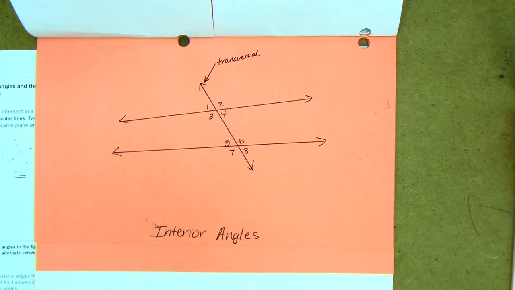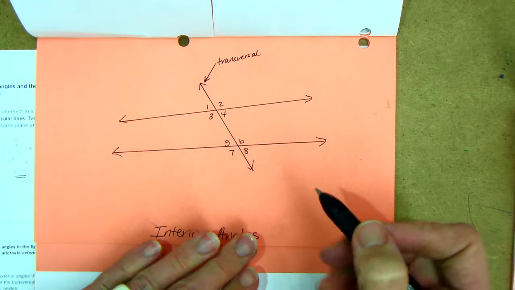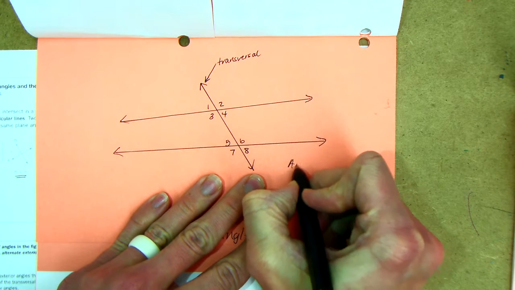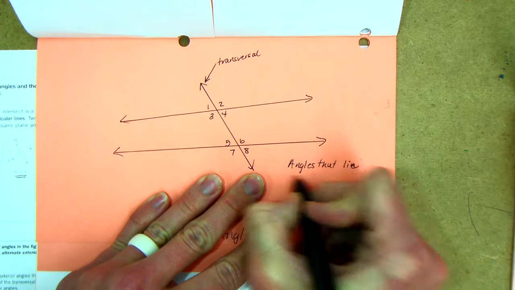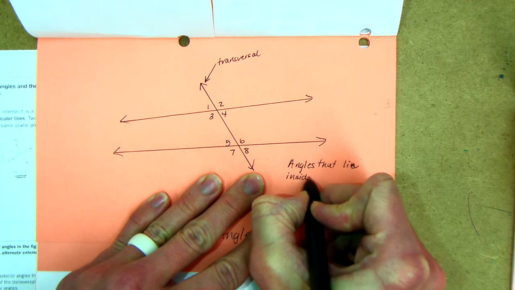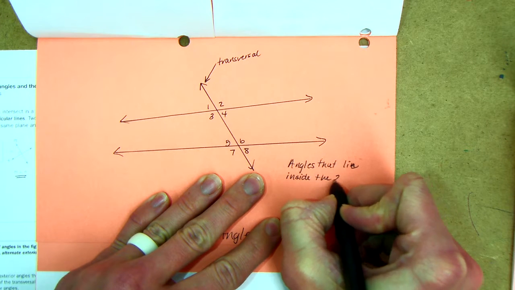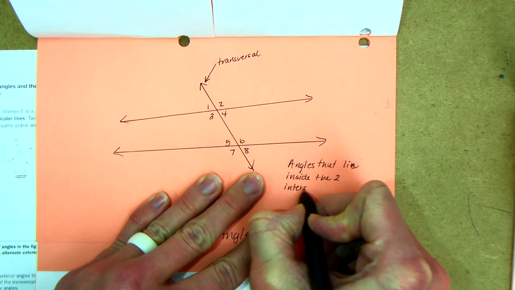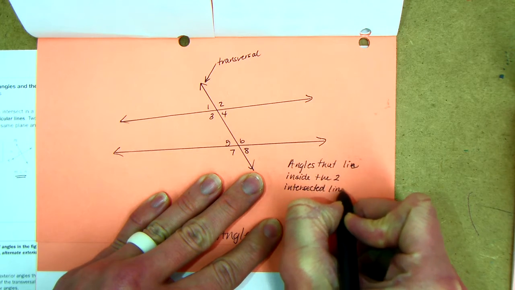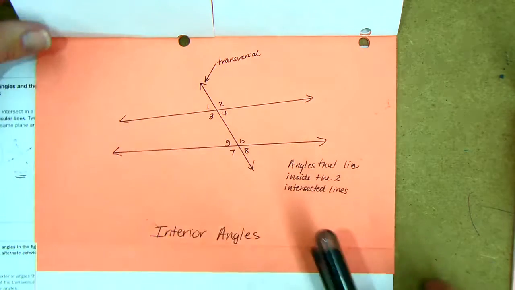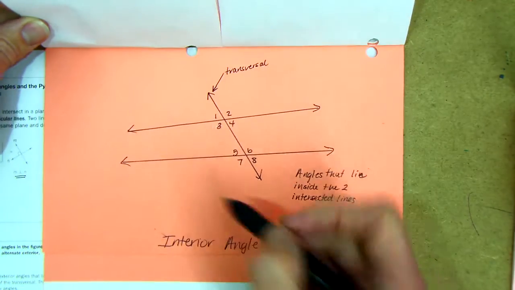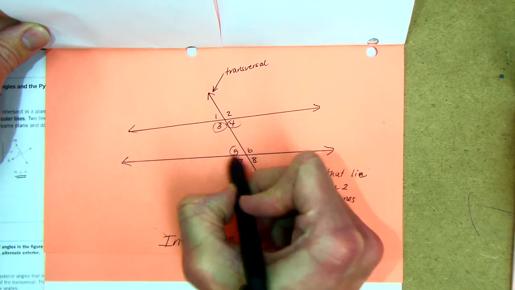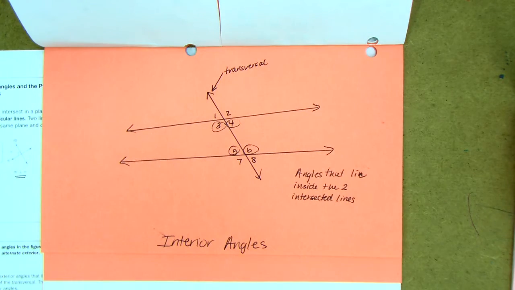So the interior angles are angles that lie inside the 2 intersected lines. Whether your intersected lines run this way or perhaps they look like this, the interior angles are the ones inside of them. So I'm going to go ahead and circle those right here. 3, 4, 5, and 6 would be interior angles.